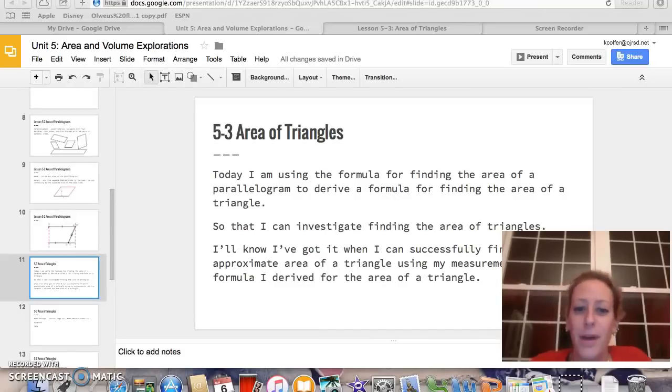Finding the area of a parallelogram to derive a formula for finding the area of a triangle. Why are we doing that? So that you can investigate finding the area of triangles. And today you'll know you've got it when you can successfully find the approximate area of a triangle using your measurements and the formula that you've derived for the area of a triangle.